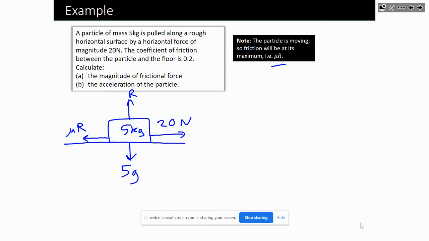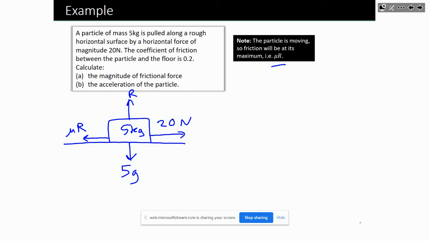So, because the particle is moving, mu R is going to be at its maximum. If the particle is not moving, then the friction will not be equal to its maximum. It will be equal to the pulling force, because the forces will be in equilibrium. If the forces are not in equilibrium, then the particle will be moving, and therefore the friction will be at its maximum. So we want to find the magnitude of the frictional force. So we want to find what mu R is equal to.